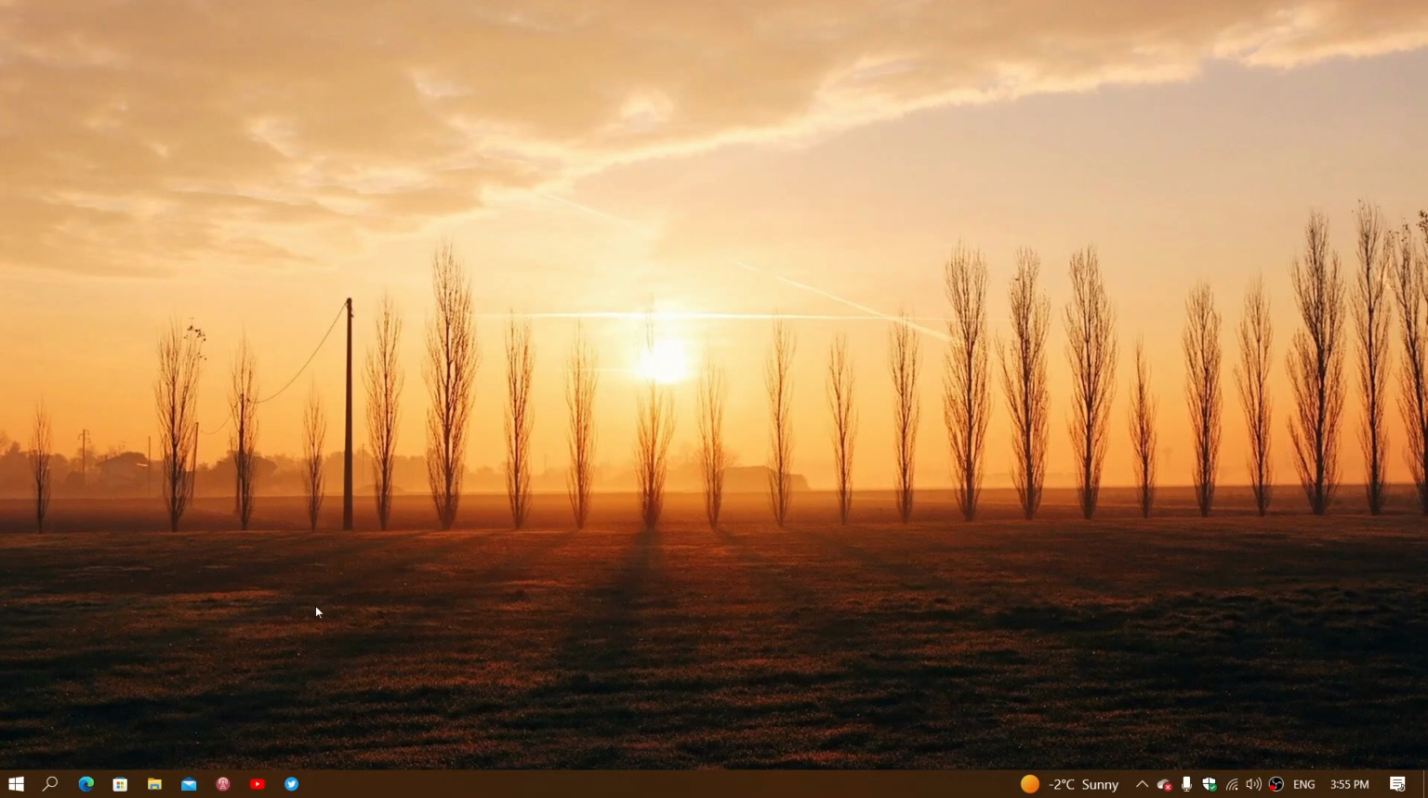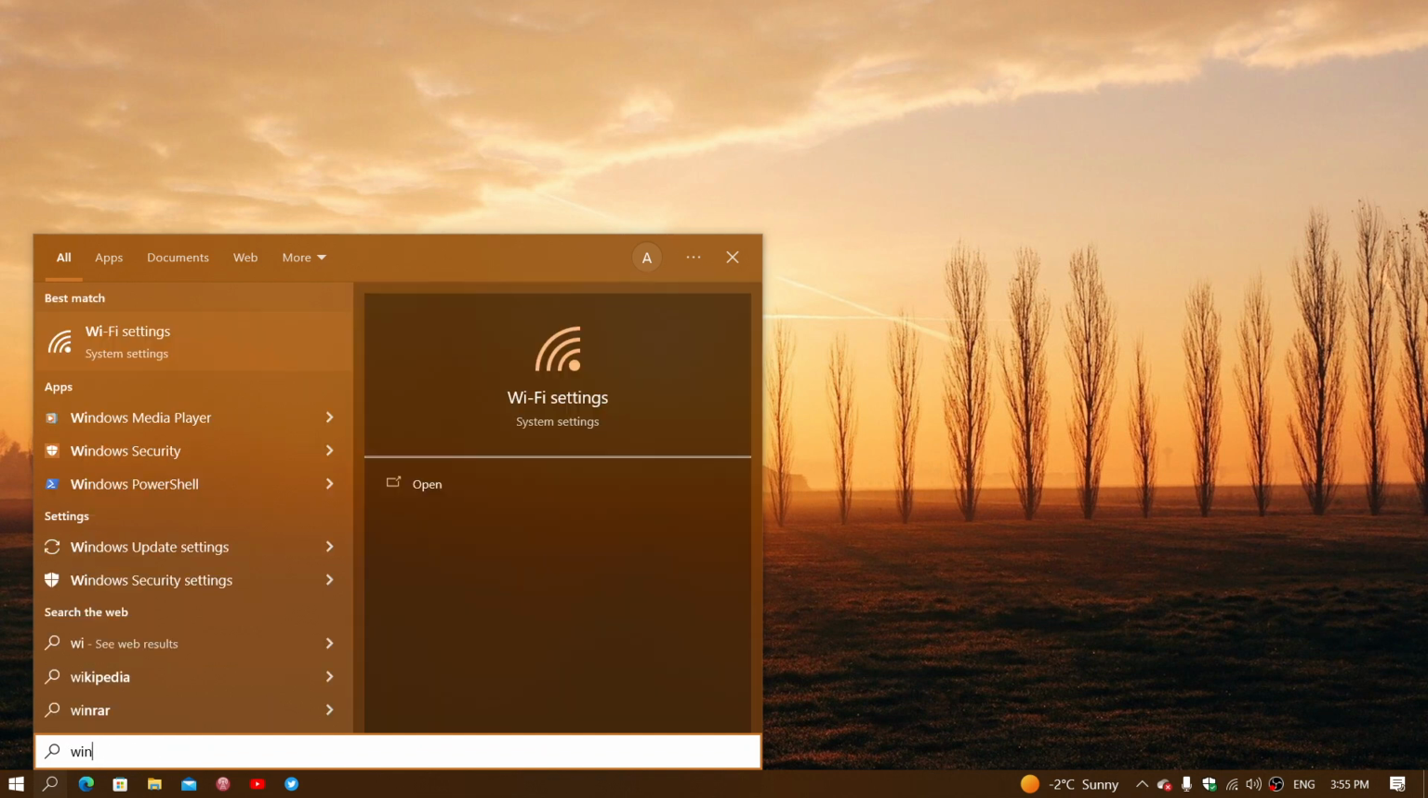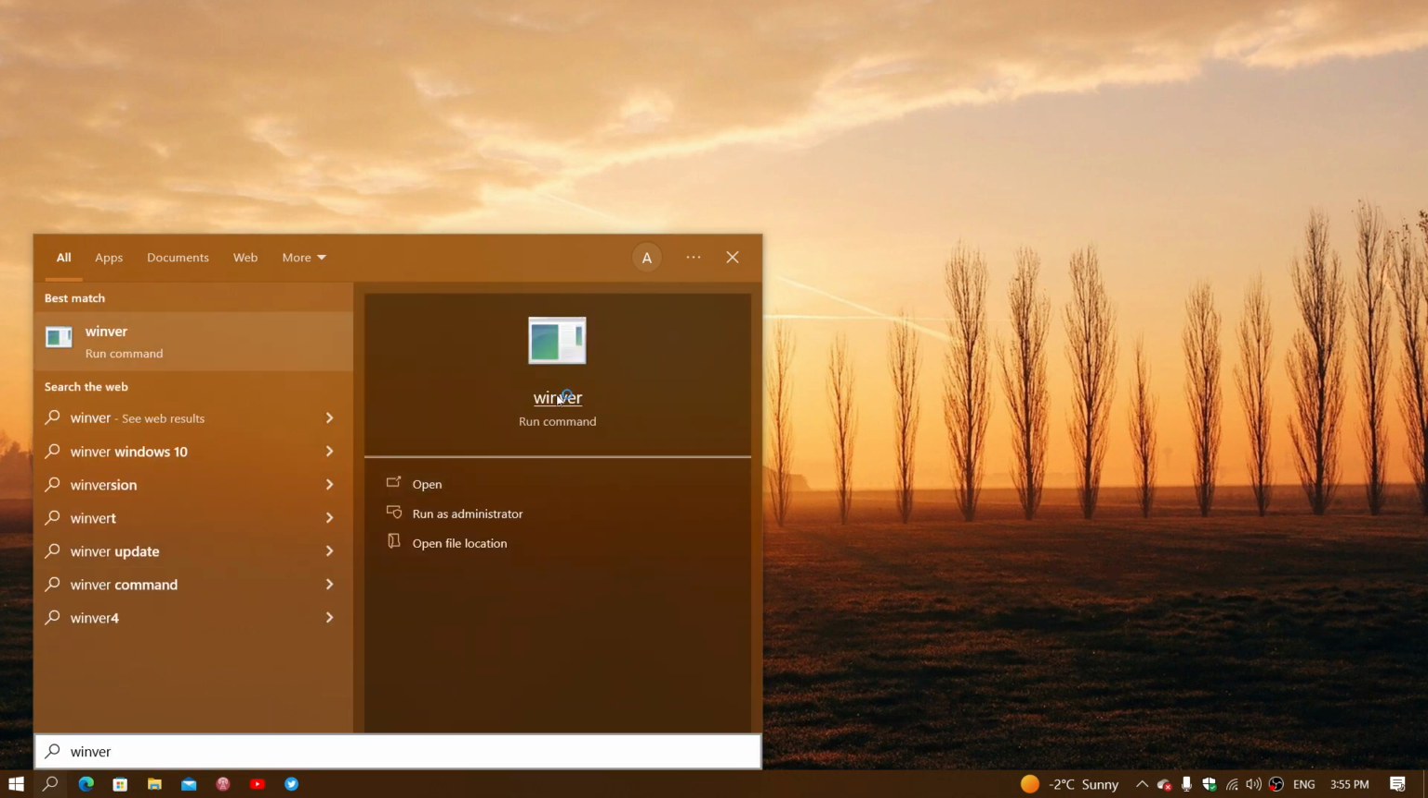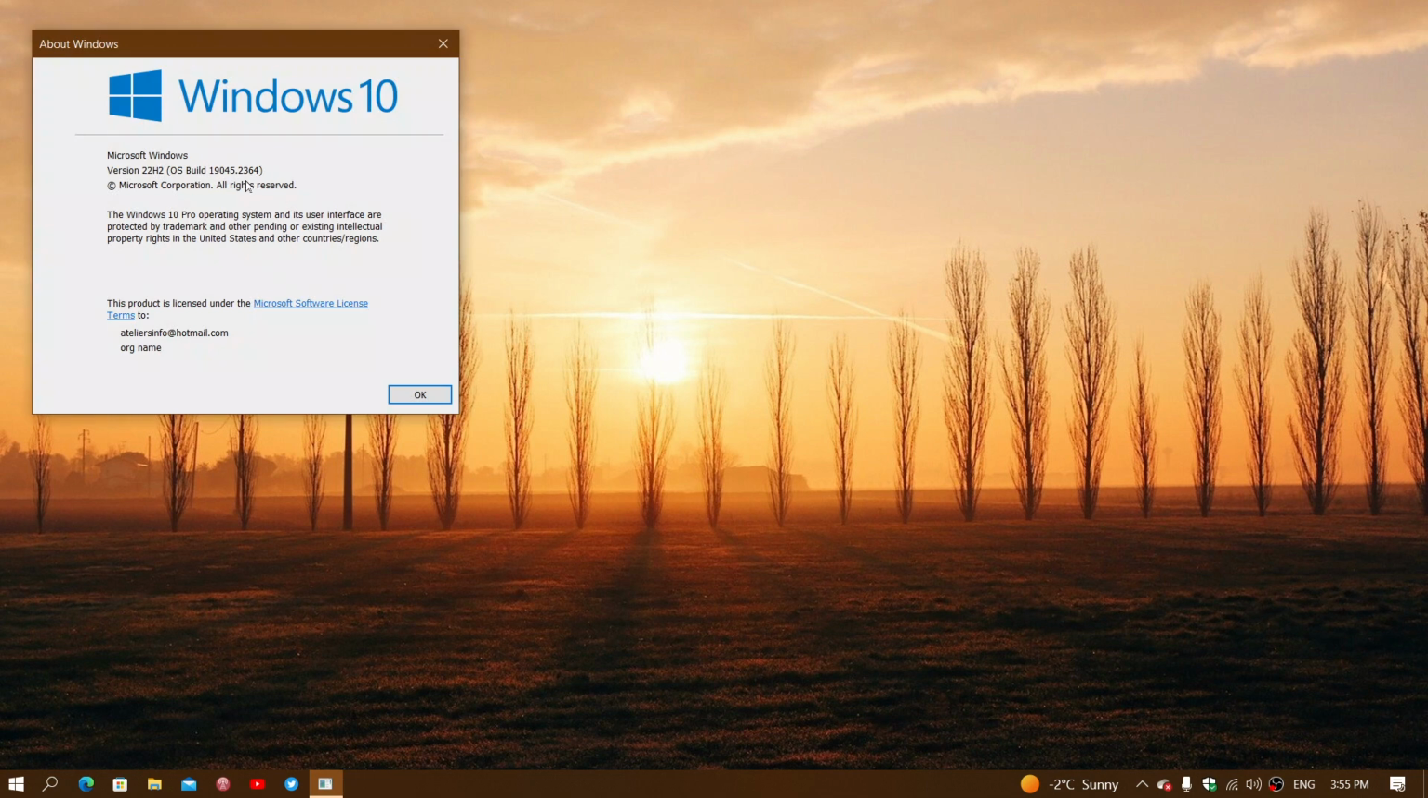Now, depending on the version you are of Windows 10, 21H1, 21H2, or 22H2, you are getting 19043, 19044, or 19045. The ending is the same for everybody, and that's what's important in your Windows version. You should be at the ending of 2364, so 19043, 4, or 5, 2364 is the ending for the update.